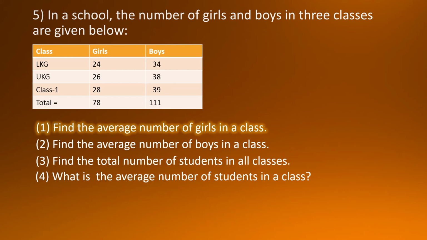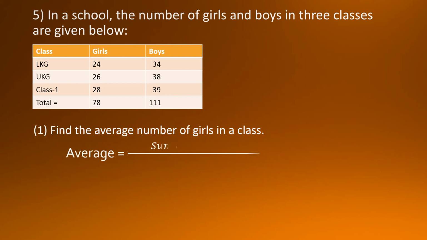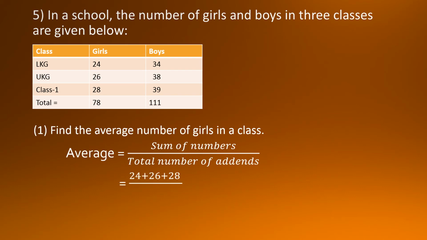Question number 1. Find the average number of girls in a class. We know that average is equal to sum of numbers upon total number of addends. First, write the number of girls in 3 classes, which is 24 plus 26 plus 28, and divide by the total number of classes, which is 3.